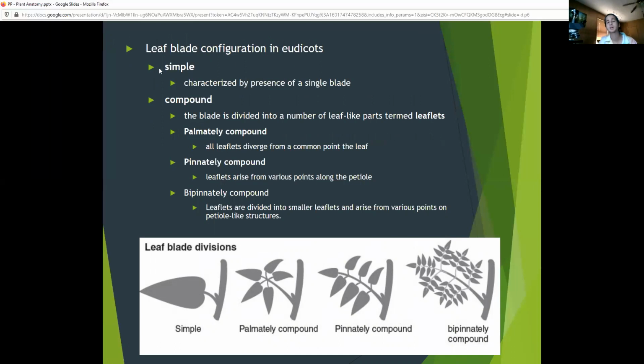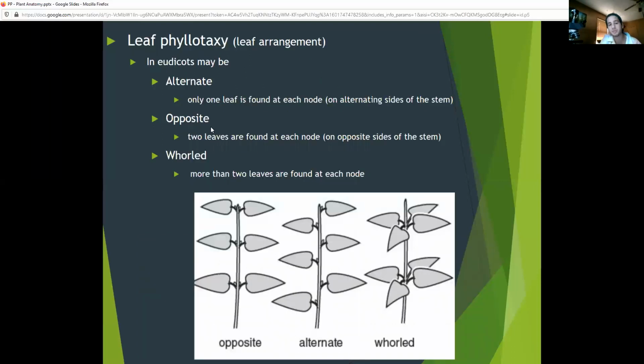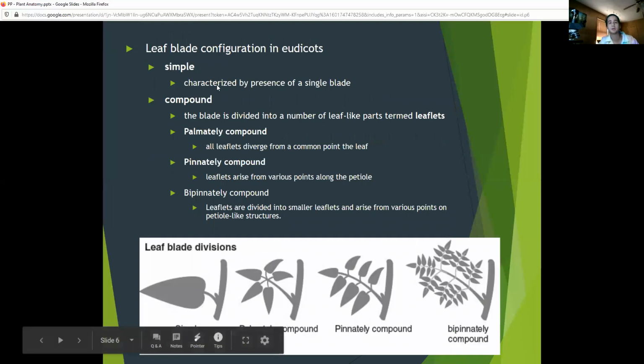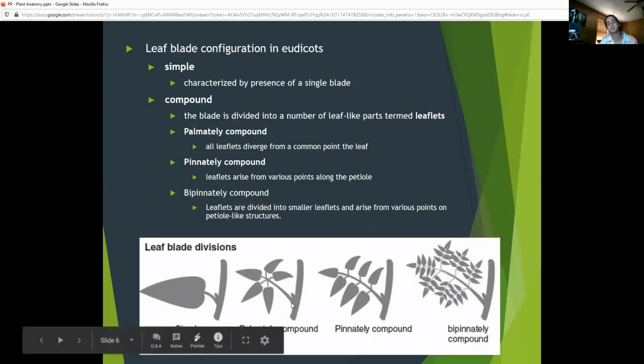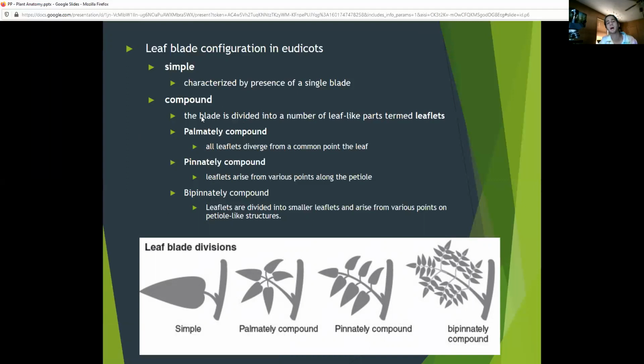Anyways, if your axillary bud is right there and you only have one single leaflet on there, then you have a simple leaf blade configuration, so a single blade. If you have an axillary bud and your stem goes out and then branches off into a couple of leaflets, we would call that compound.